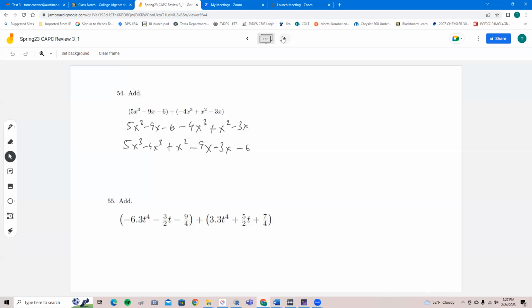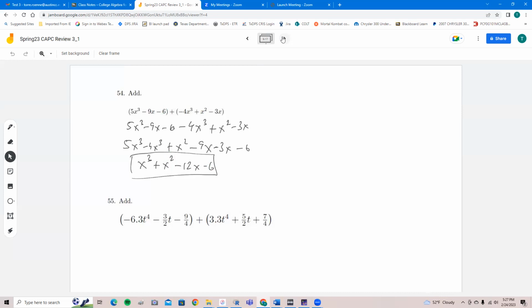Okay, so 5x cubed minus 4x cubed, that is just 1x cubed. Plus x squared minus 9x minus 3x, that's minus 12x, and then minus 6 again. This is it. That's all there is to it. Not so bad. Again, notice the ones that didn't have a match remain unchanged because I really just added 0 to them.